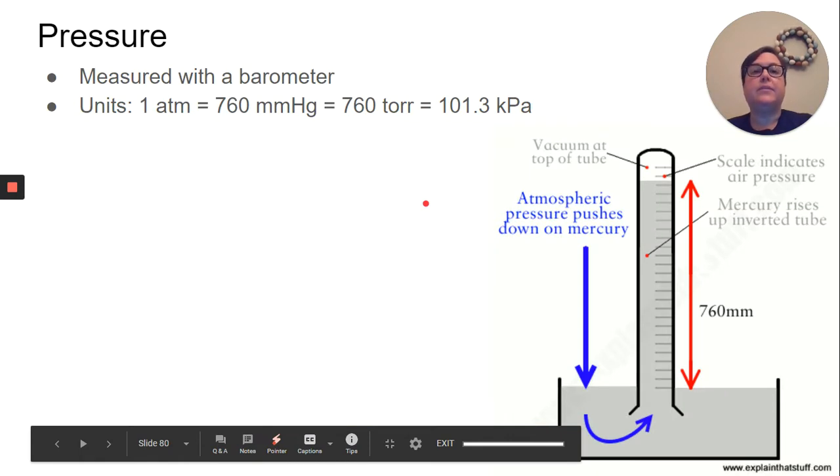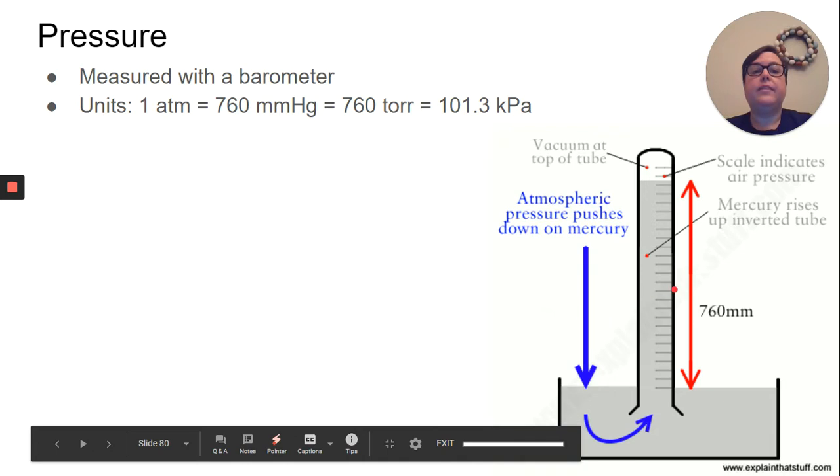Now, there are three things that we measure. We measure pressure, temperature, and volume when we talk about gases. So first off, there's pressure. Now, pressure can be measured in several different units. It's all measured with a barometer, though. A barometer is what the picture is in the bottom corner.